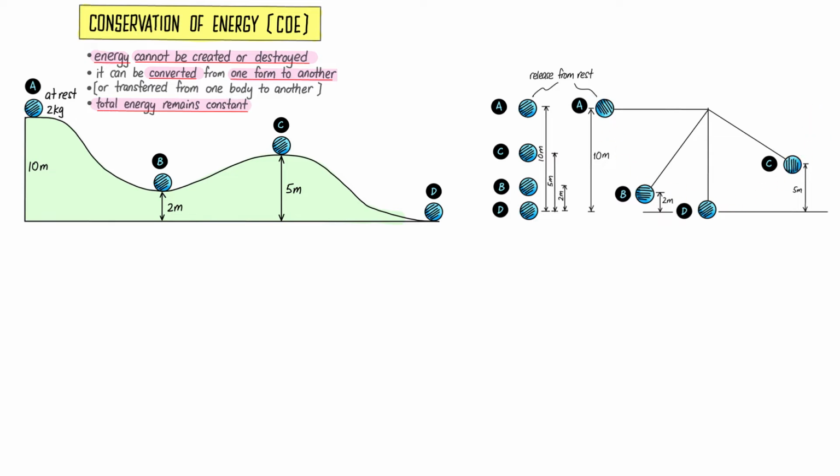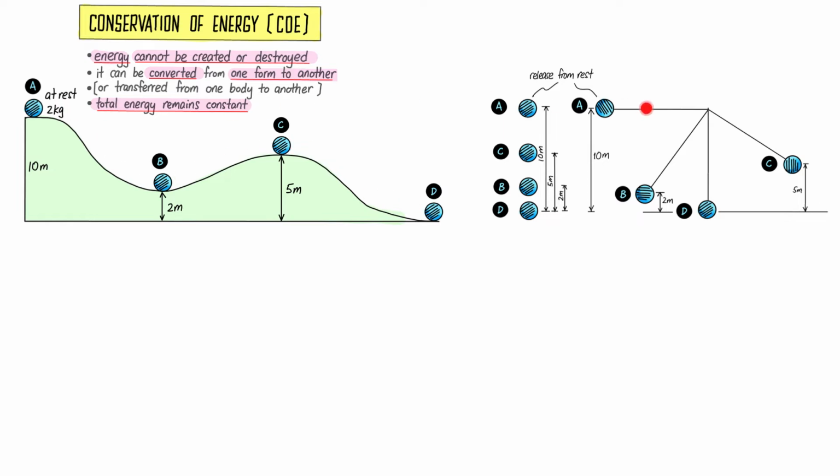For a start, let's assume that there's no air resistance as the ball falls or no friction along the track. So based on conservation of energy, at any point along the movement, the total energy of the ball remains constant. So the total energy of the ball at A, B or D will be the same. Likewise for the pendulum.